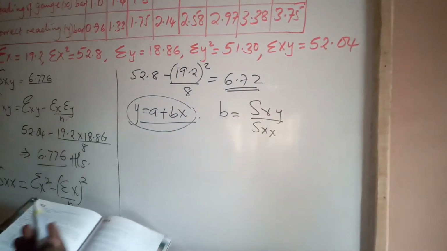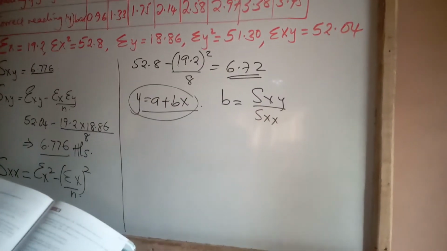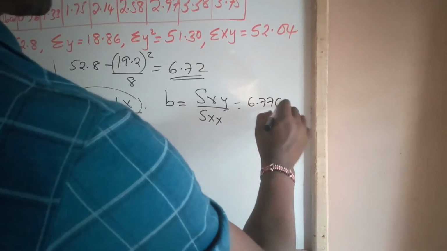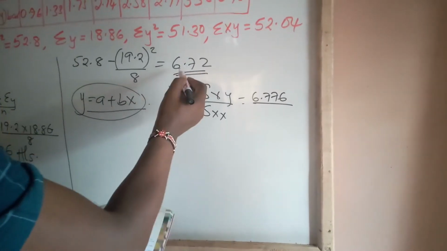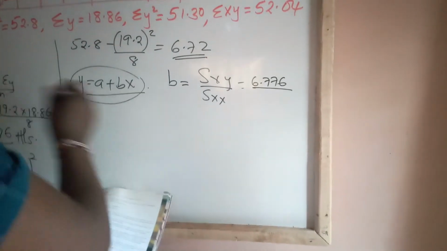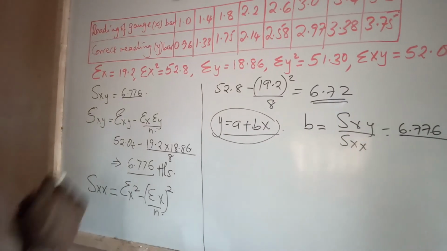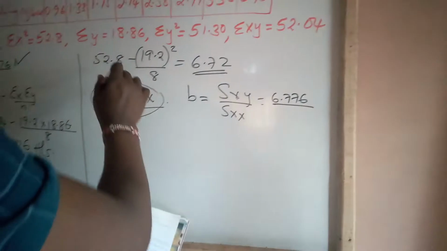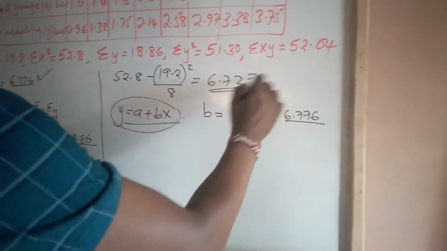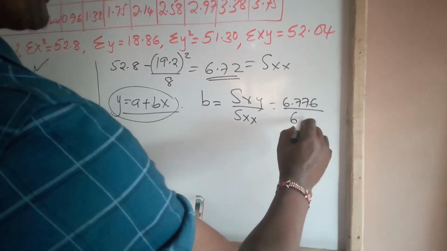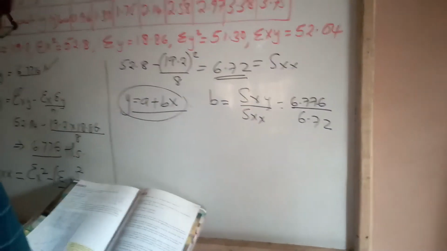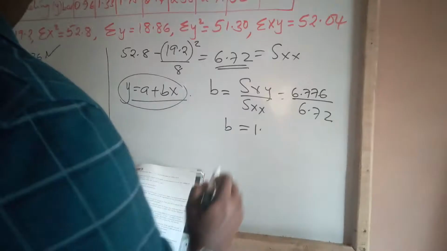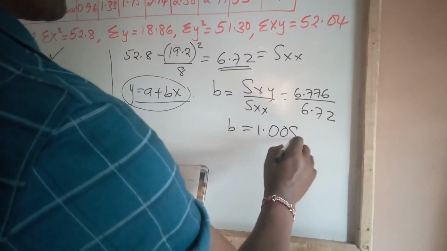Now that we have those values, we simply substitute: b equals 6.776, the value of SXY, all over 6.72, the value of SXX. If you do that, you will realize that our b is 1.0083.